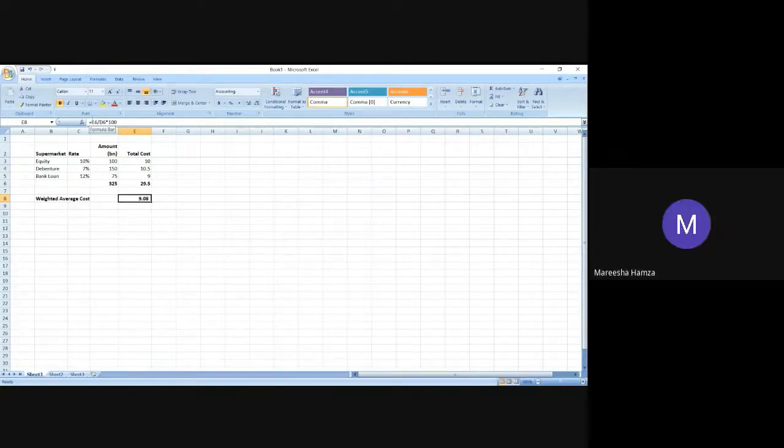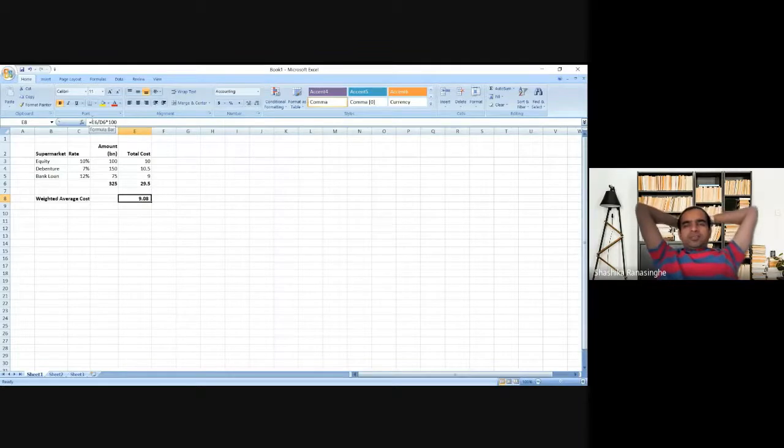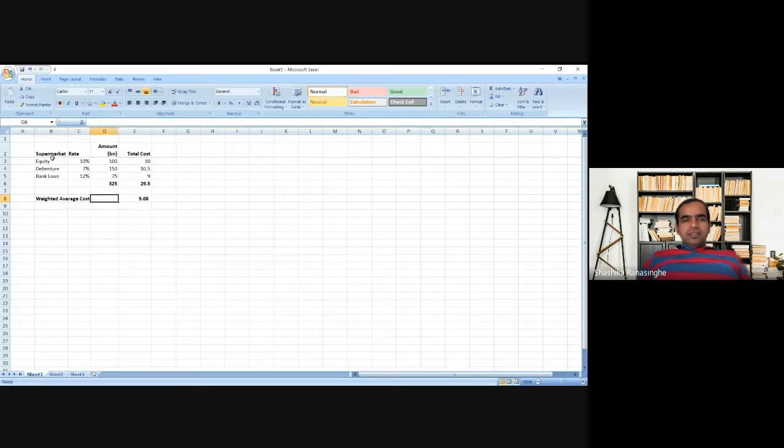Any more questions? So this is what you mean by weighted average cost of capital. Now these are various forms of capital. This gives you the weighted average cost of your capital. No more questions?